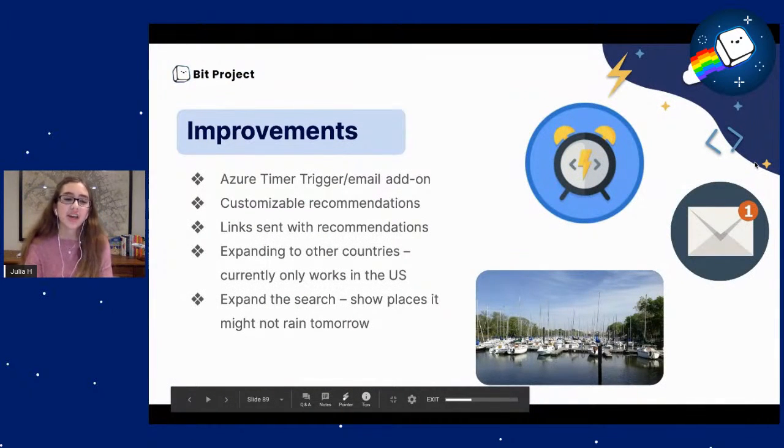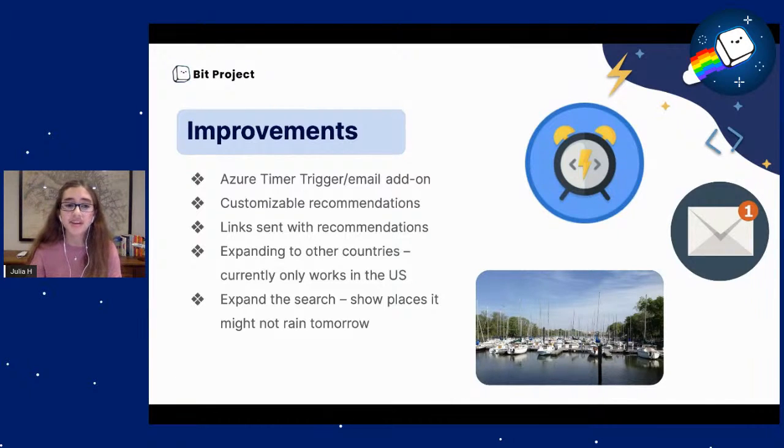Okay, so improvements. I could add an email add-on, which would be a form on the website where the user enters their email and their zip code, and every day at like 12 or 1 o'clock, an Azure timer trigger would send an email to all the users with basically what's on the website, the general forecast and the recommendations. Also, I could make it more customizable. So you say, maybe I like these certain activities, and based on another algorithm I would create, the computer generates only activities based on what you chose.